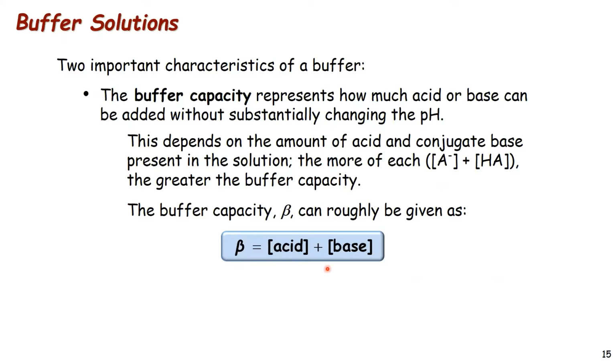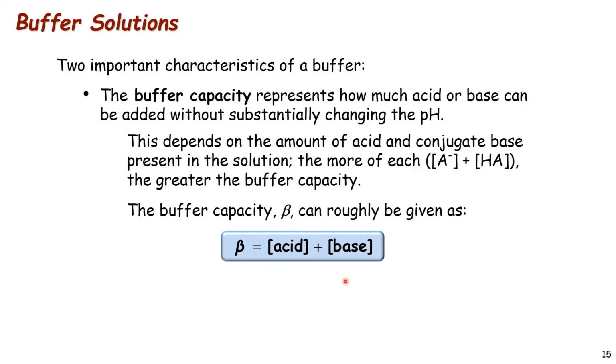Again, if you take analytical chemistry, you'll see that it's a bit more complicated. It's actually a differential equation to account for the buffer capacity, but it is very roughly equal to this. And so that's the way we're going to look at it, and in practicality, it really does work this way. So again, our buffer capacity is just the sum of the concentration of the acid and the conjugate base. The greater that number, the greater the buffer capacity, and the more acid or base you can add without substantially changing the pH.